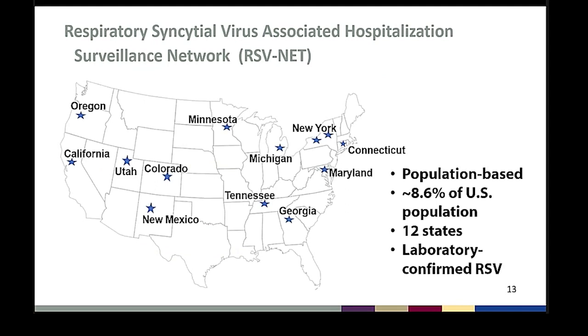Next slide. The next few slides show data from RSVNet, a population-based surveillance network that covers 8.6% of the U.S. population in 12 states shown on the slide here. All cases included have a laboratory-confirmed RSV-associated hospitalization based on clinician-driven testing. Next slide.